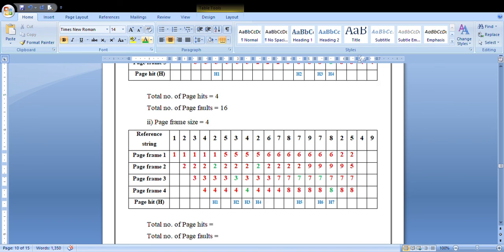Next is 4. 4 is also a new page. Replace the new page from the oldest page. Here compared to others, 7 is the oldest page. So replace 7 by 4. Next is 9. 9 is also a new page. You need to replace that. Here now the oldest page is 8. So replace 8 by 9.